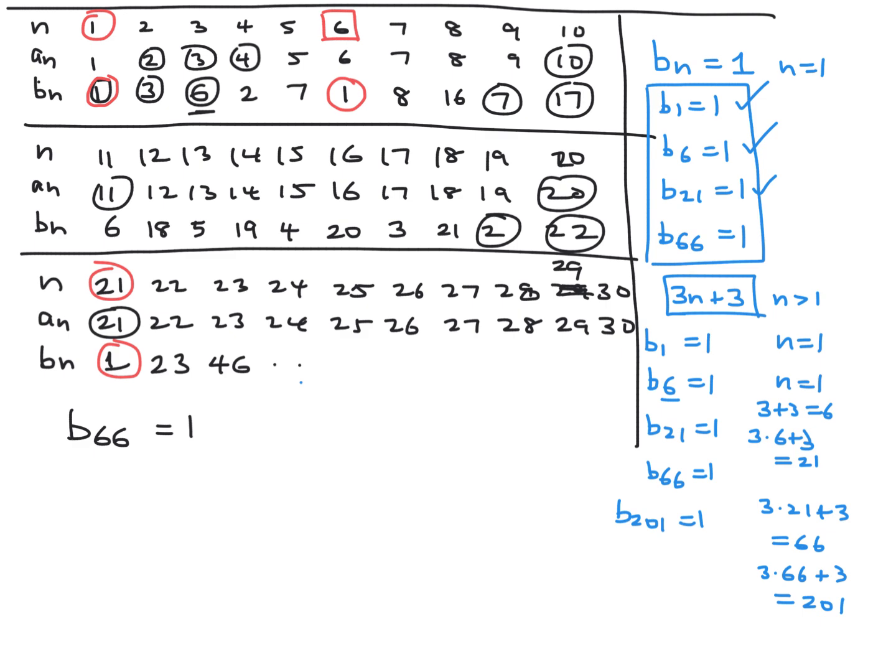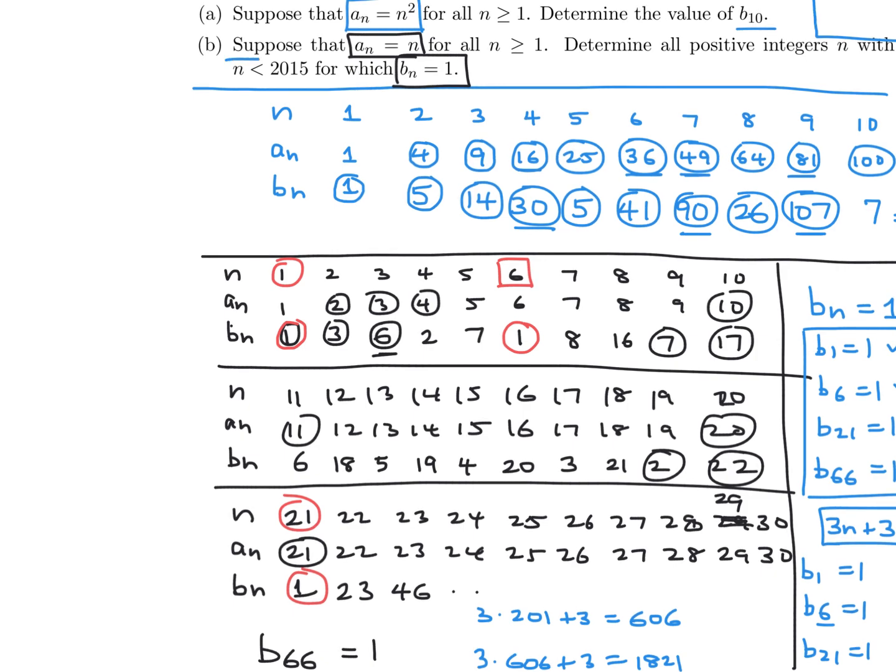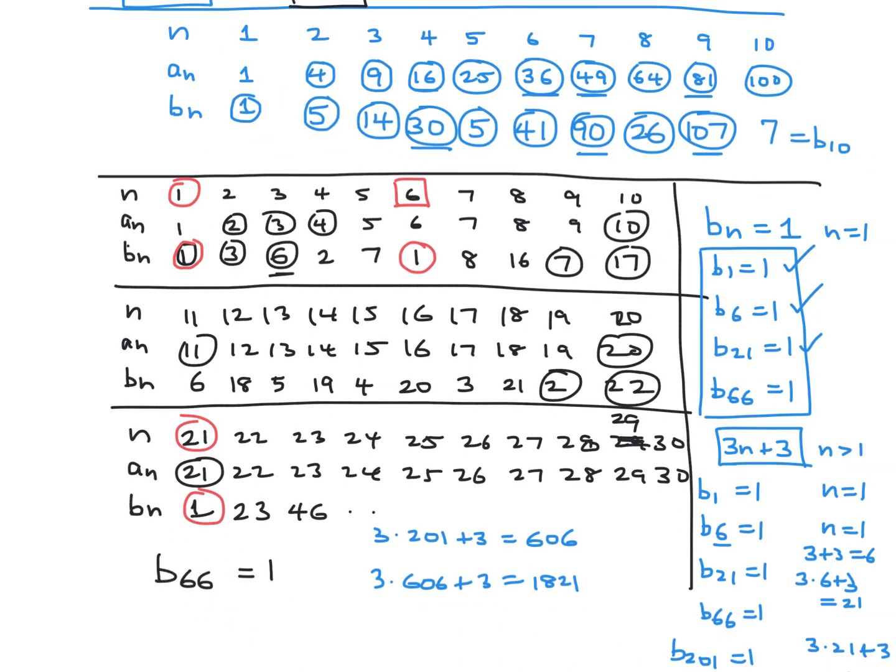The next one would be 3 times 201 plus 3, which I believe is 606. So that means b_606 would be 1. And then the next one would be 3 times 606 plus 3, which is 1821. Yeah, 1821. And then I think that's it, because there's a limit, right? Yeah, n has to be less than 2005. So I think that's it.